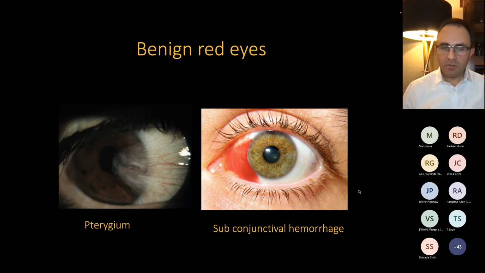Again, it depends on the time. If they come in the morning, for example, and they have a lot of photophobia and red eye, yes, please. However, if you see towards the end of the day, it's not too bad. No, it's not urgent. You can send next day.